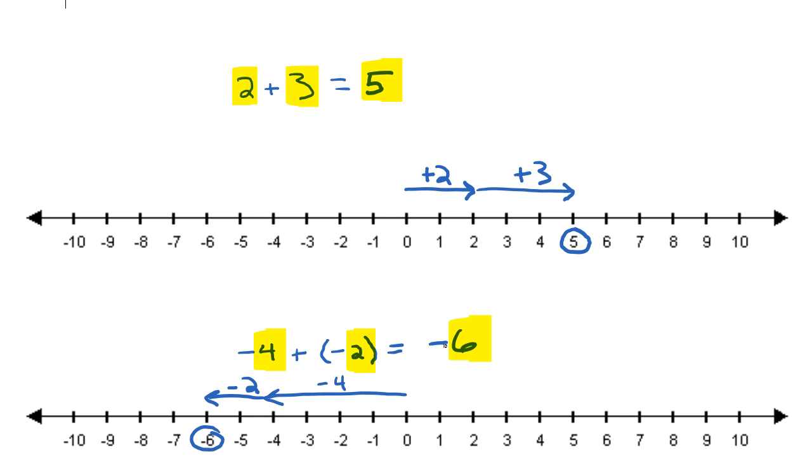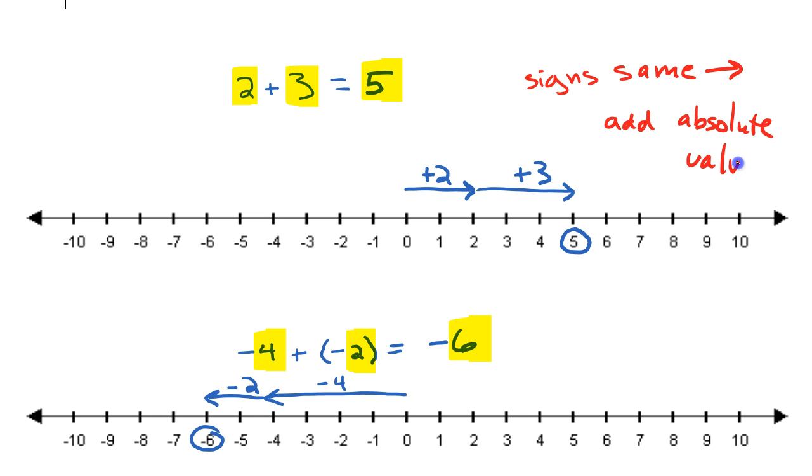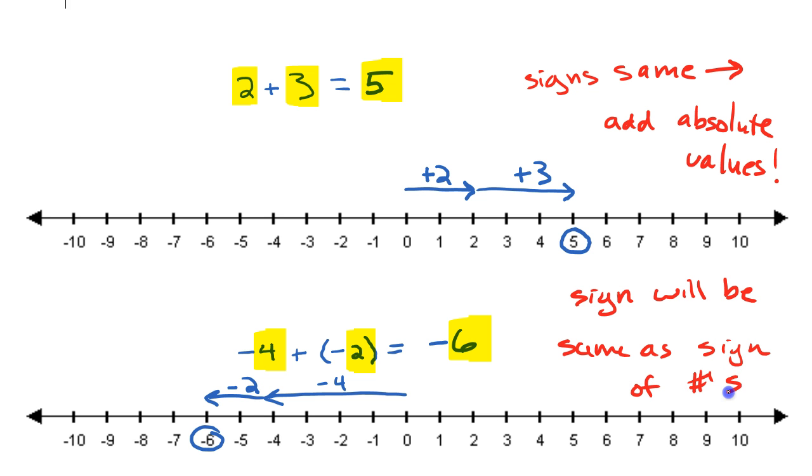So by definition, if you add two numbers that have the same signs, we actually add their absolute values. So if the signs are the same, add the absolute values. And then to decide what sign goes on your answer, we're going to take a look at the signs on the numbers that I'm adding. So the sign will be the same as the sign on the numbers that you're adding. So if you have two positive numbers, you will get a positive sum. If you have two negative numbers, you will get a negative sum.